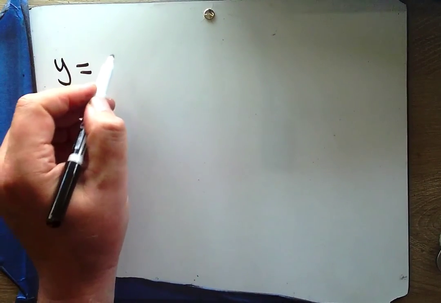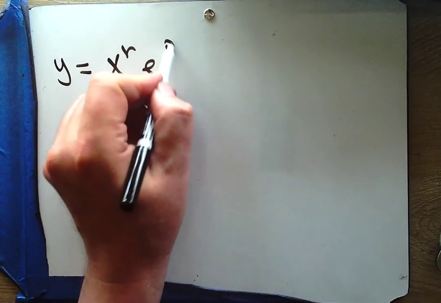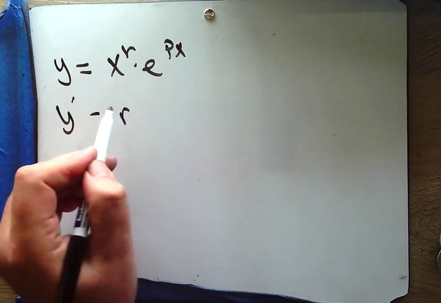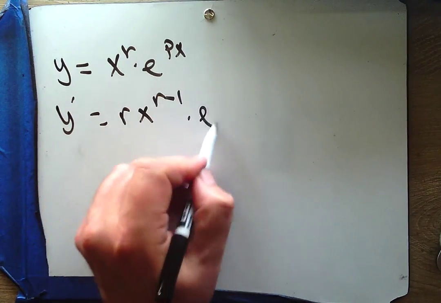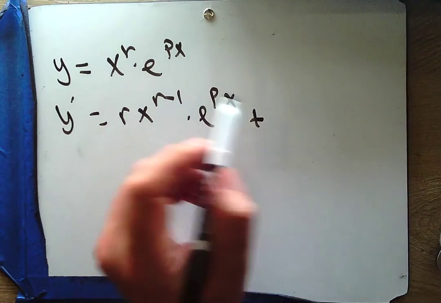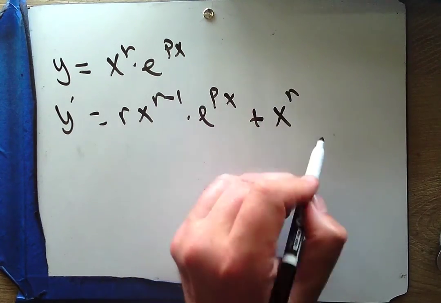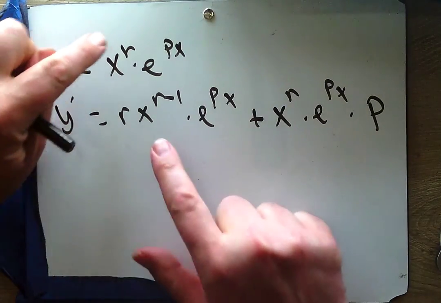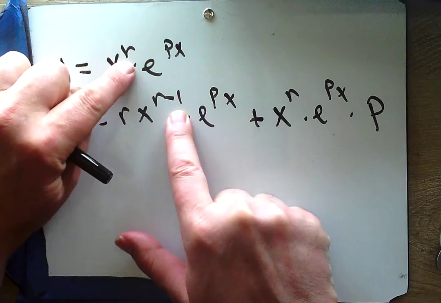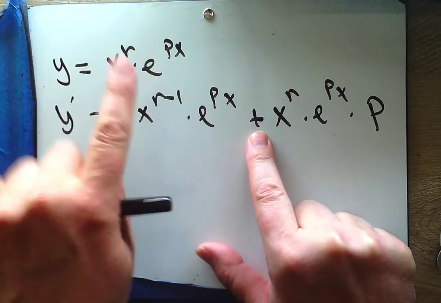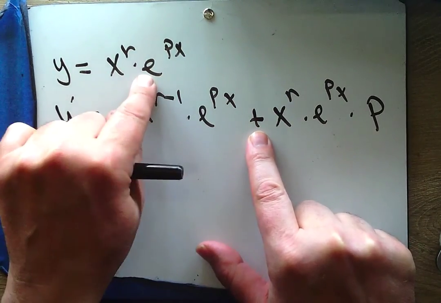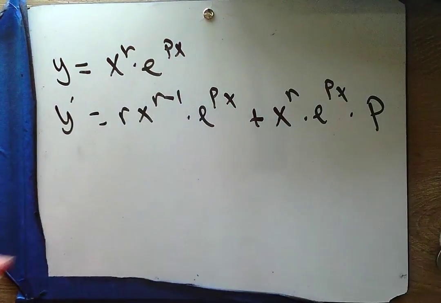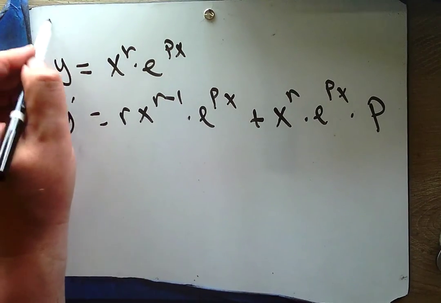y equals x to the r e to the px. So y prime, with the product rule, r x to the r minus 1 times e to the px, plus x to the r times e to the px times p. This is power rule, so I bring down the r and subtract 1, times that, plus that times the derivative of that. We know the derivative of that is itself times the derivative of the inside, p. Okay, and that was 12.